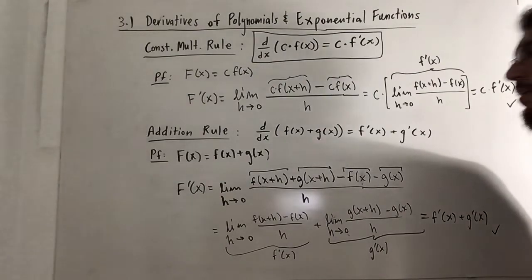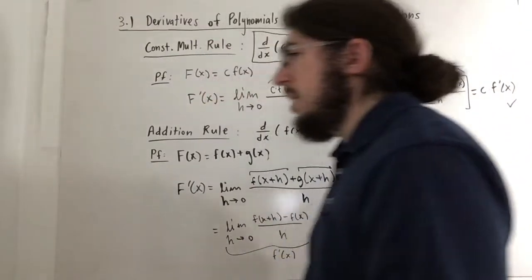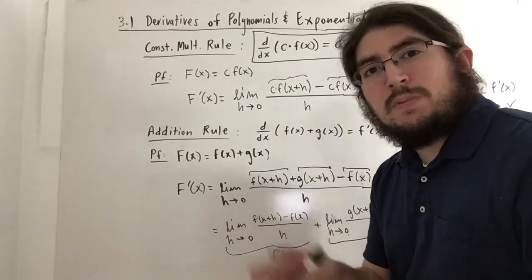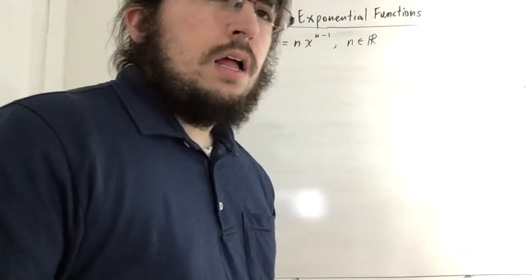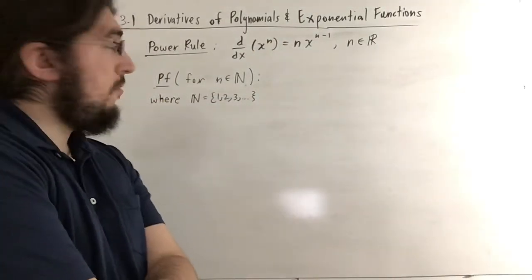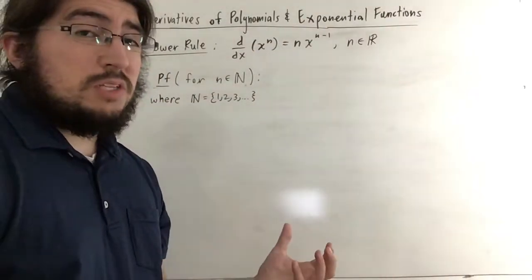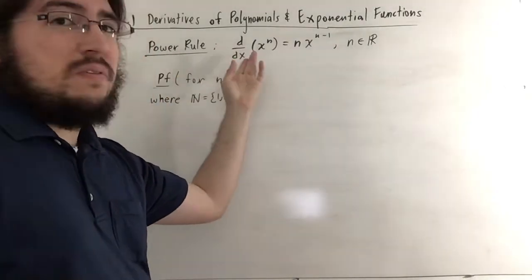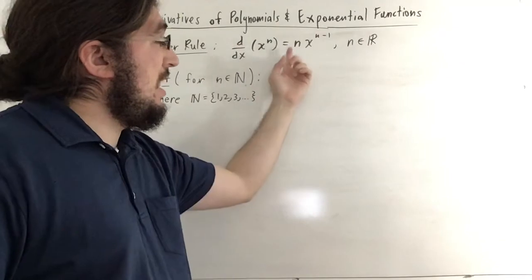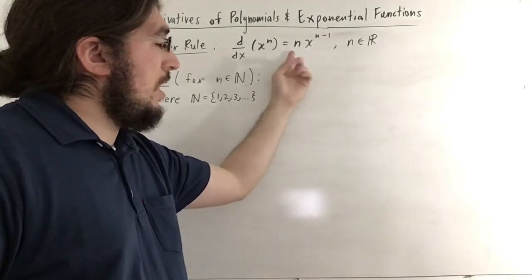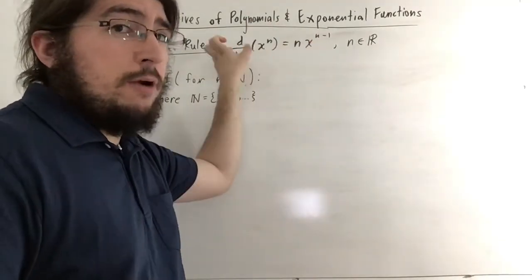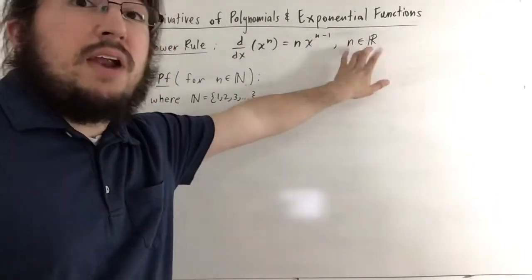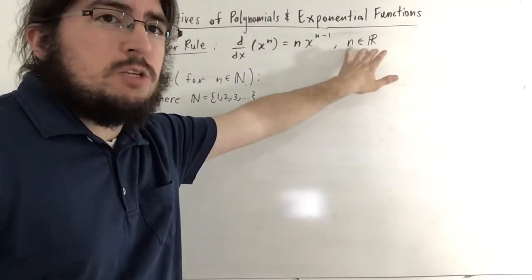Great. So now we've proven these rules, and we're going to take a look at a few more. And then we can actually do some examples using these ideas. Alright, so now for the granddaddy of all the rules in 3.1, the power rule. And the power rule says the derivative of any power of x can be written as n times x to the n minus 1, meaning you drop the power down and then decrease the power by 1. Okay? And this works for any real number n.